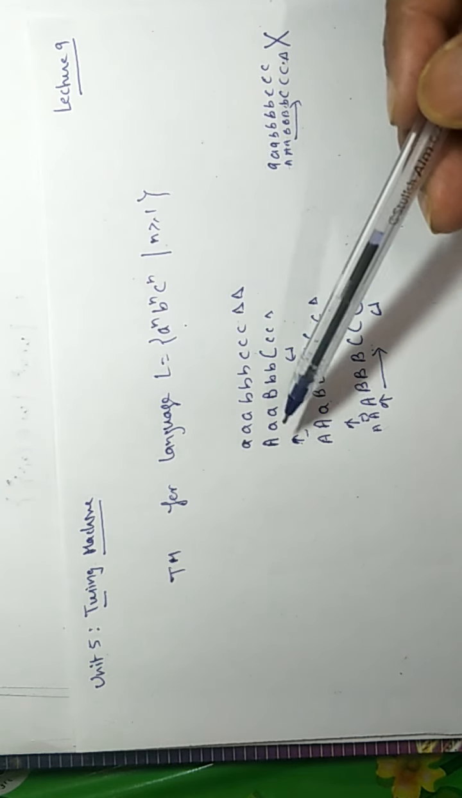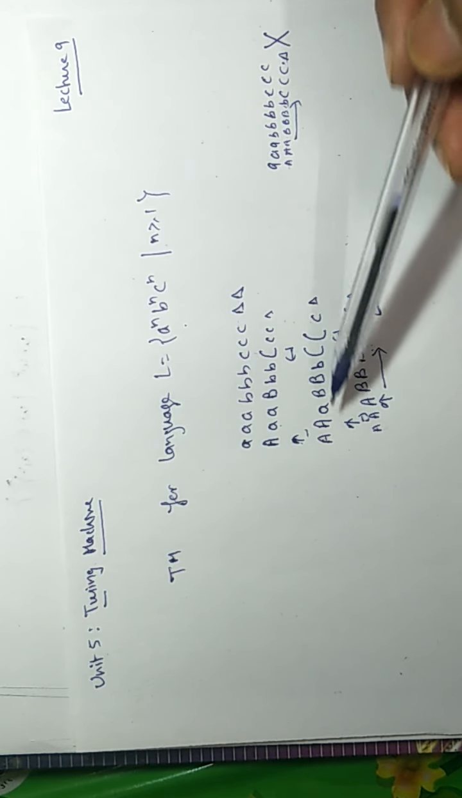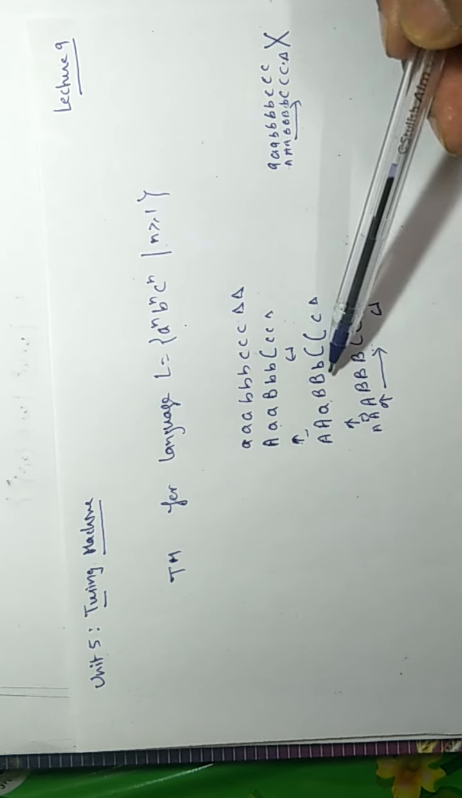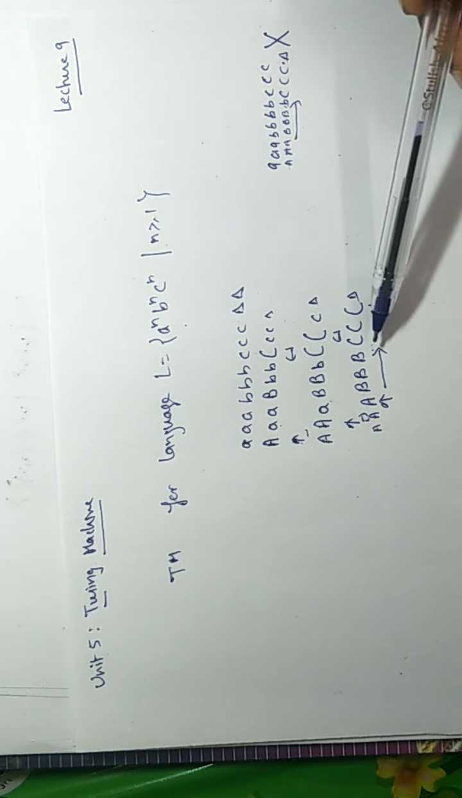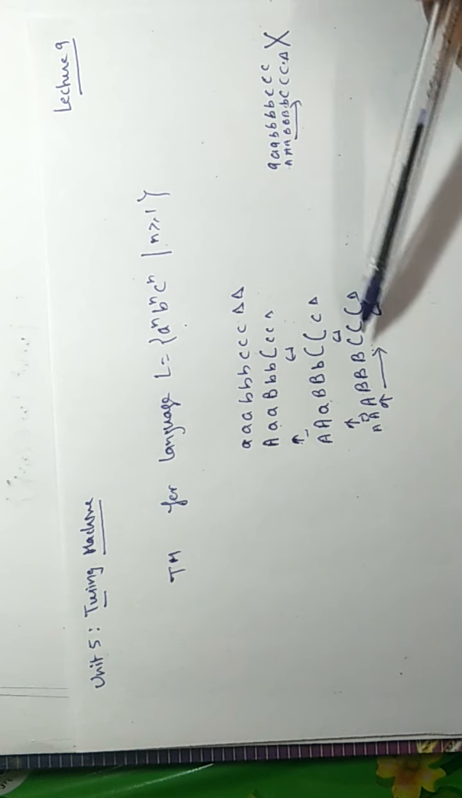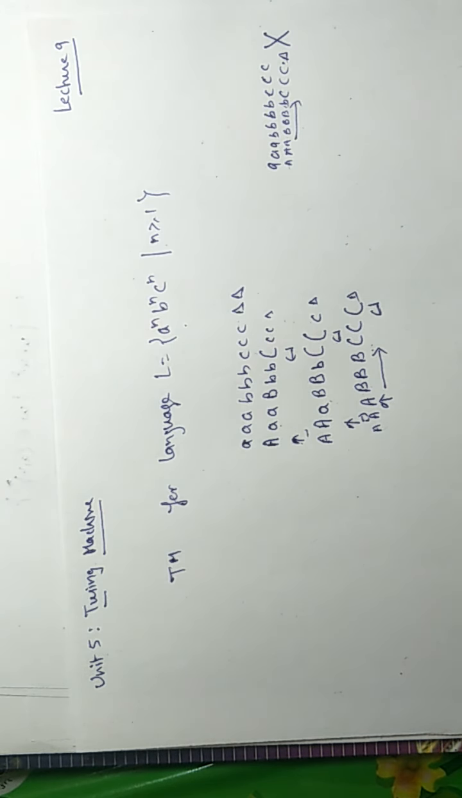So in one process, one A, one B and one C are converted. In the second we get two capital A's, two capital B's, two capital C's. In the third we get three capital A's, three capital B's and three capital C's. So there should not be any small letter left in between. So we have to make sure that all are capitals.